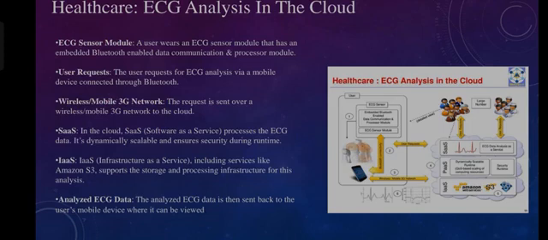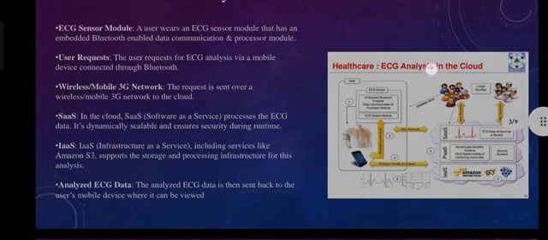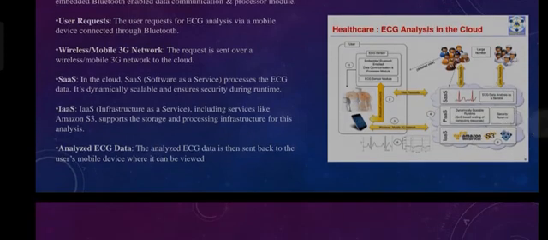Then the software as a service model in the cloud processes the ECG data, which is dynamically scalable and ensures security during runtime. Then infrastructure as a service, including services like Amazon S3, supports the storage and processing infrastructure for this analysis. And the last is analyzed ECG data. The analyzed ECG data is then sent back to the user's mobile device where it can be viewed.